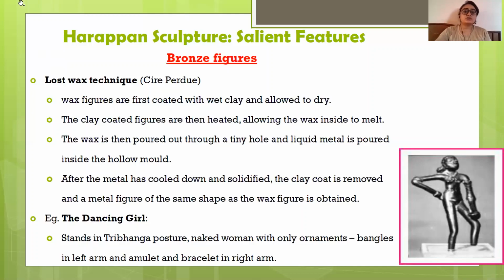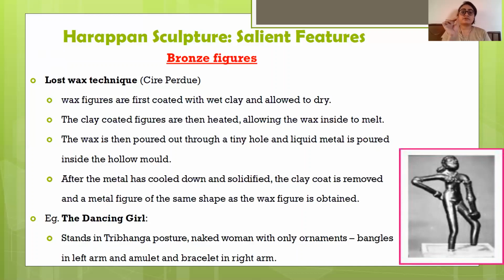Lost wax technique को बोला जाता है सीरेपेद्यूर. इसमें क्या होता है, स्टेप बाय स्टेप यहाँ पे easily explain किया है. So let's see the step-wise procedure of lost wax technique. तो सबसे पहले क्या होता है, the wax figures are first coated with wet clay and allowed to dry. Wax बहुत soft होता है, so it can easily be molded into beautiful sculptures.